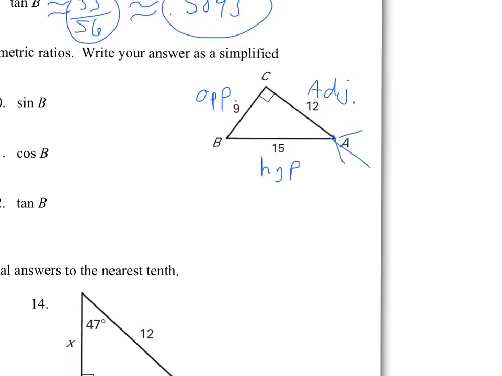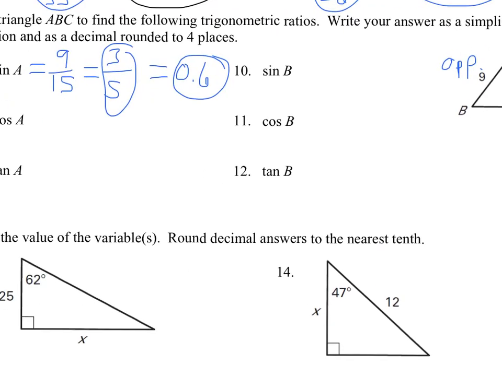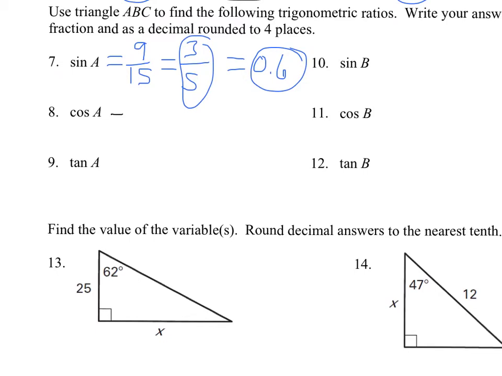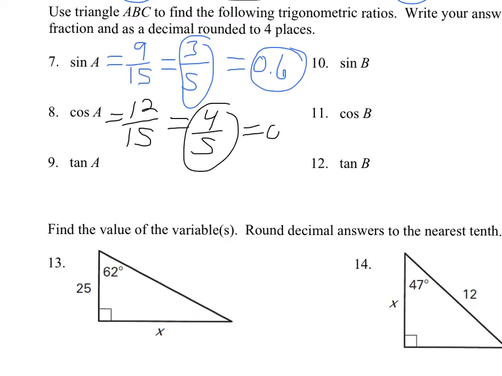Alright, cosine of A. So cosine is adjacent over hypotenuse, so 12 over 15. And that will reduce also. 12 over 15 is 4/5. If you divide that out, you get 0.8. No need to round there.